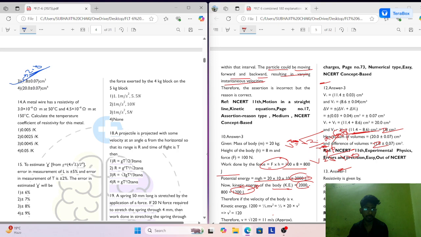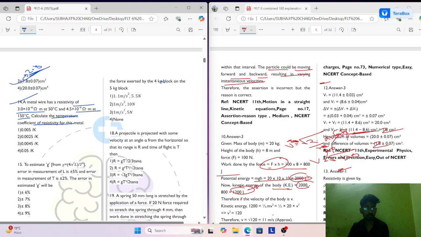A metal wire has resistivity this at 50 degree. Calculate the temperature coefficient of the resistivity. Classic problem. There is a formula by which you can calculate RT equals R naught (1 plus alpha delta T). This is the formula, right?